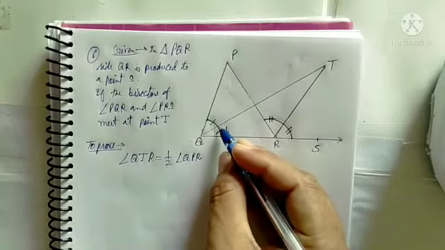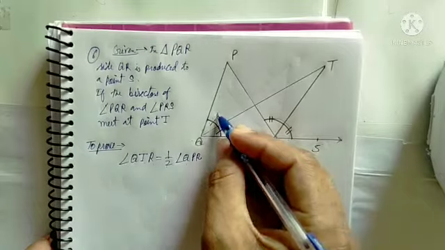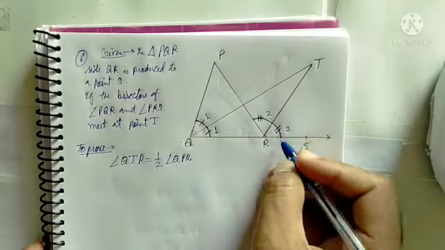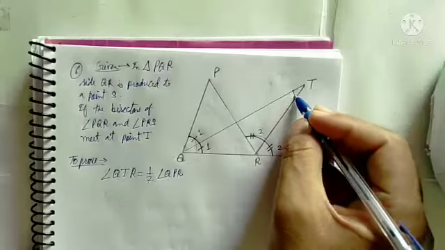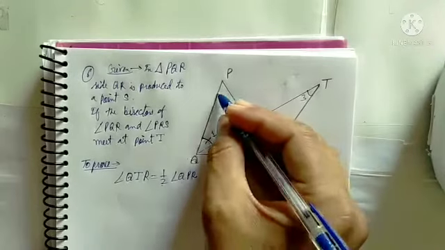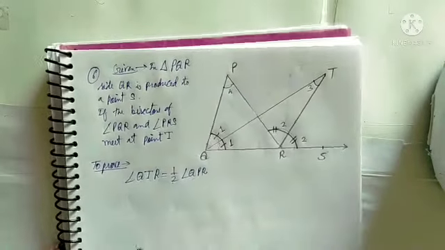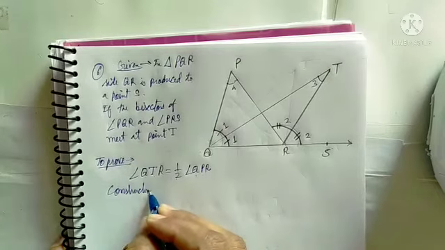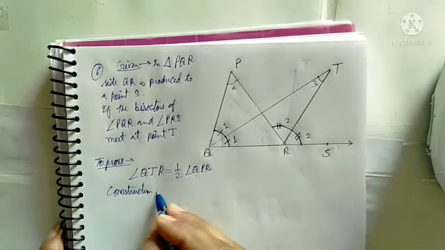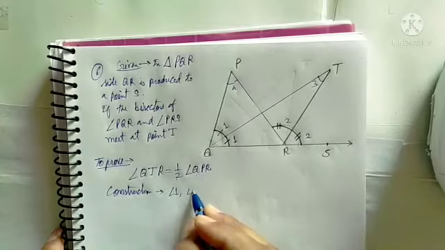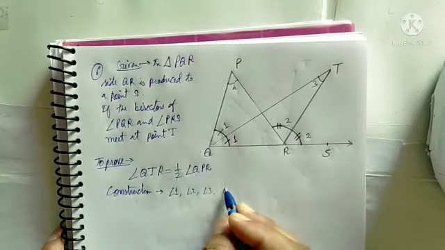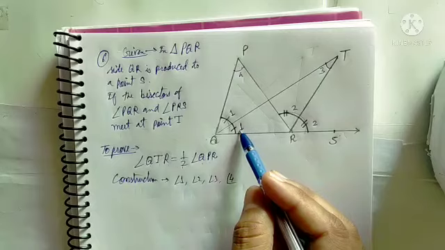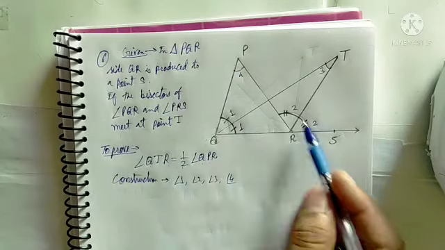Let this angle be 1. If this is 1, then this is also 1, because both are equal. Let this angle be 2, then this is also angle 2. This angle you should take as 3, and this angle you should take as 4. Here write down construction. In construction we have constructed angles 1, 2, 3, 4. Angle 1 here, then this is angle 1, 2 and 2.